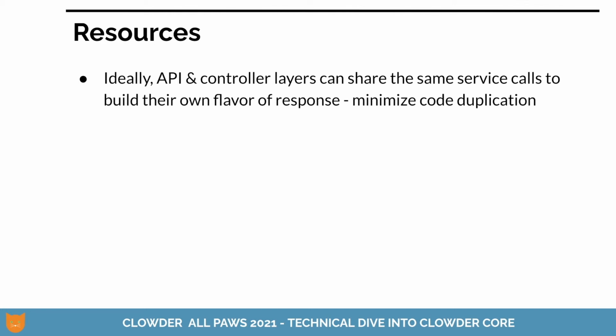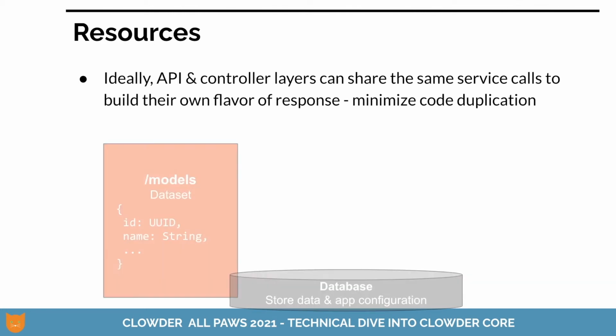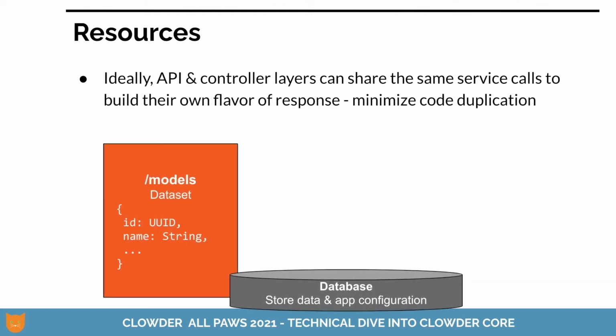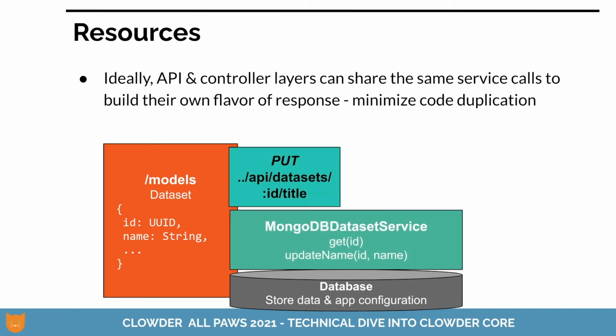If we think about changing the name of a dataset, for example, a model will define the name as a string field. We might have an API endpoint where you can put a change to the dataset title, seen here, which utilizes two functions in the dataset service. It uses get to make sure the dataset exists, and it uses update name to make that name change when it verifies that you have permission.